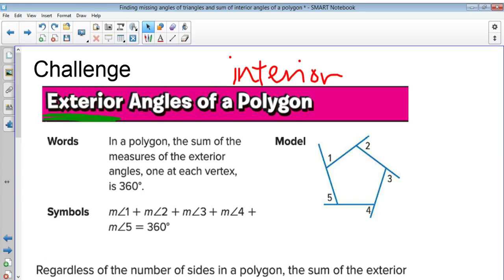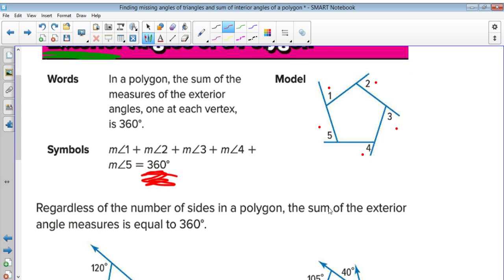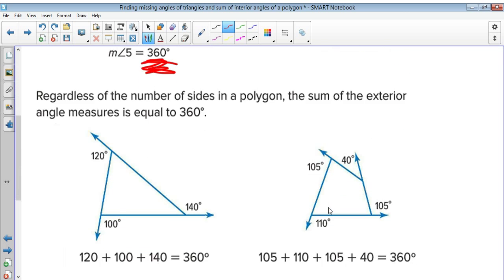But what we see is when we add up the exterior angles of a polygon, they always equal 360 for any polygon. What a powerful statement. So here if I add up this angle plus this angle plus this angle plus this angle plus this angle, it adds up to 360. And this is the case for any polygon.